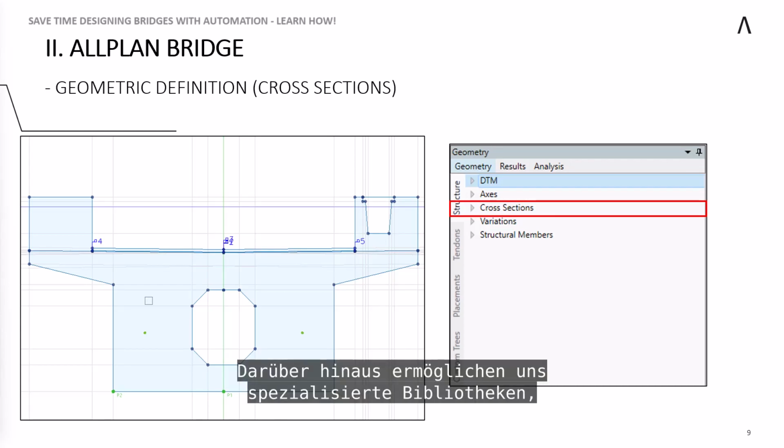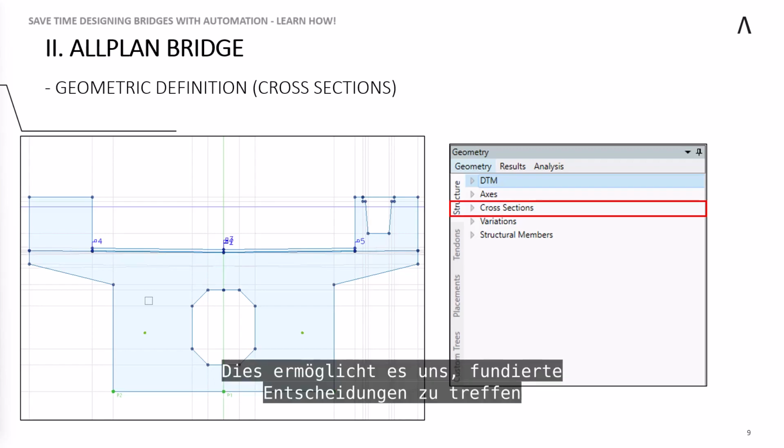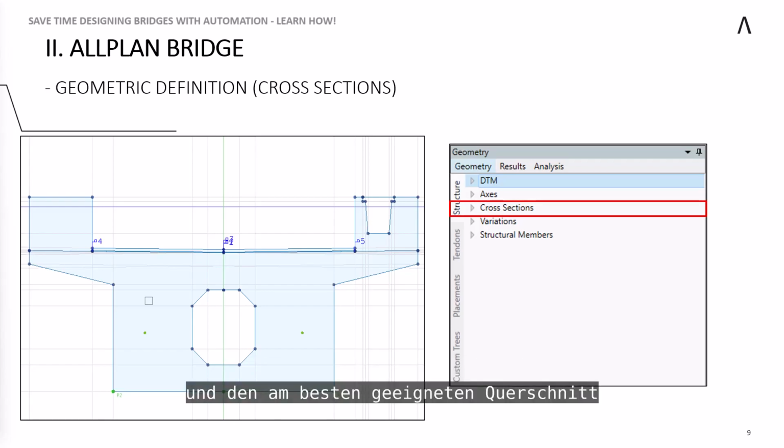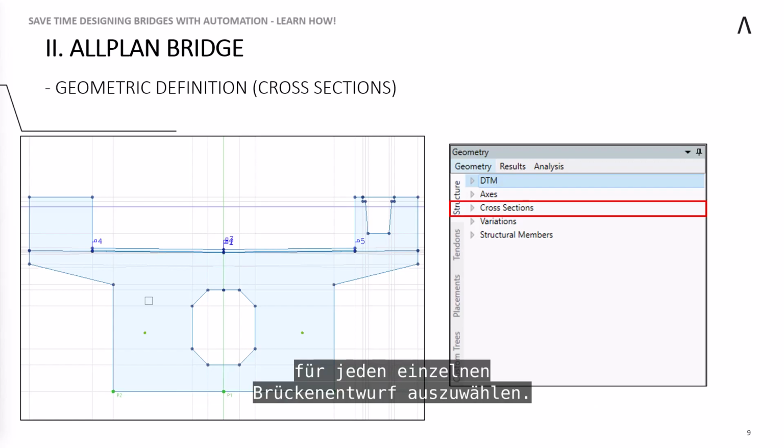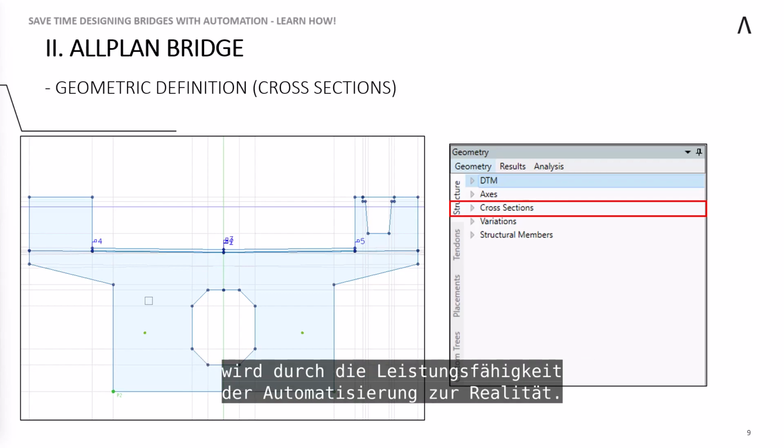Furthermore, specialized libraries enable us to explore different design possibilities. We can experiment with various cross-sections, analyzing their structure, behavior, and performance in relation to specific road geometries and element dimensions. This empowers us to make informed decisions and select the most suitable cross-section for each unique bridge design. The integration of any kind of cross-section with varying road geometries and element dimensions becomes a reality through the power of automation.